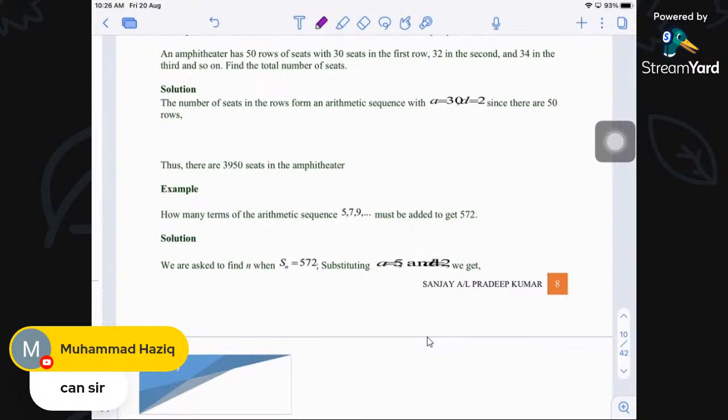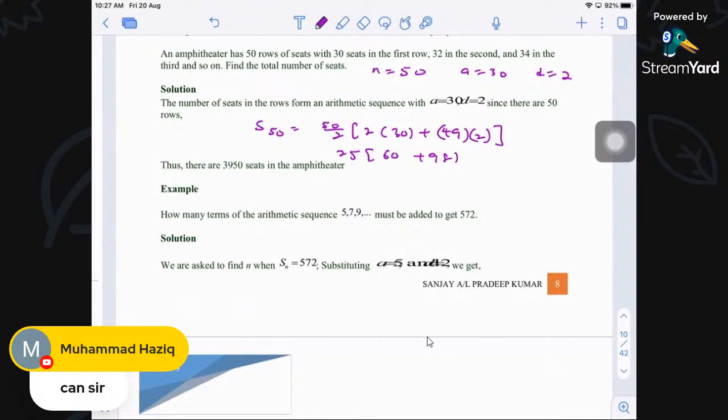So to find the total, we know n is 50, because the first row is 30, A is 30. The common difference is two chairs, increasing after every row. So that is the common difference there. I have to find S50. 50 over 2, 2A there is 30 plus 49 times 2 again. So this is 25, and then here is 60 plus 98. You can calculate, everybody. 60 plus 98, you get 158 times 25 there.